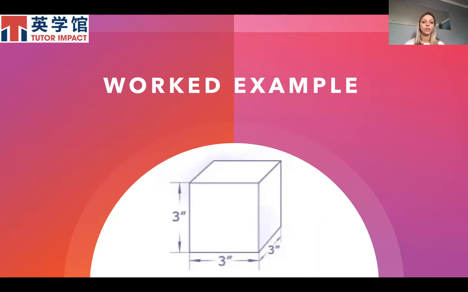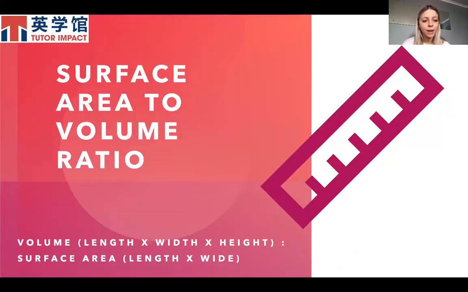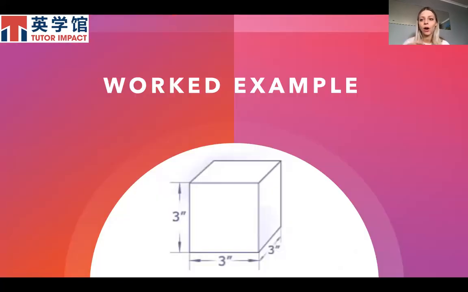And what I want you to do is just pause this video and take a couple of minutes, as I said, to try and work out what the answer is. I'll quickly go back and let you know that the volume is the length times the width times the height, and the surface area is the length times the width. And what you then need to do is simplify that ratio down into the lowest denominators of those figures. So pause the video now and have a go, and I will go through the answer afterwards.